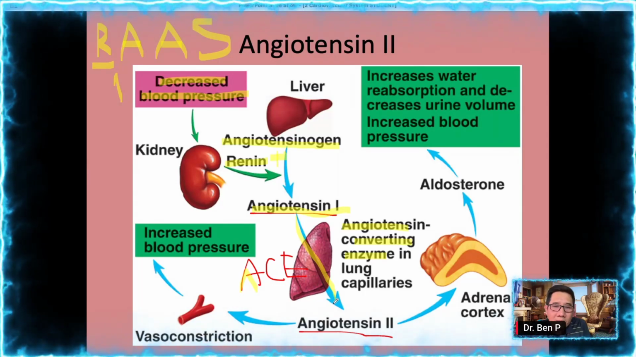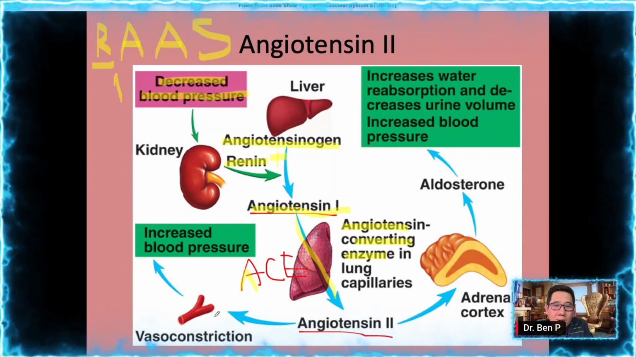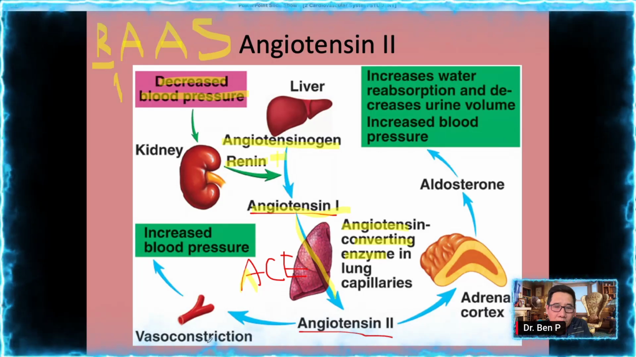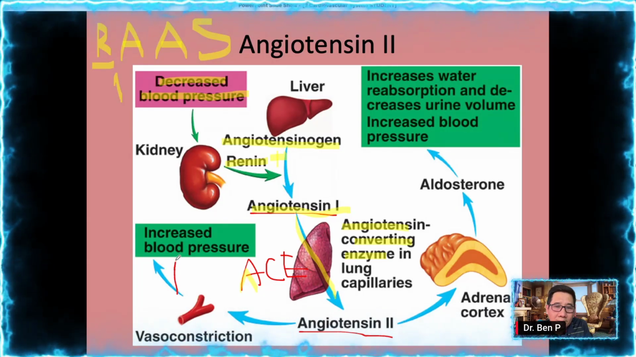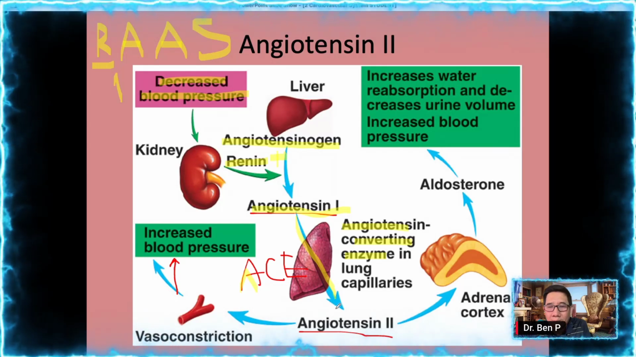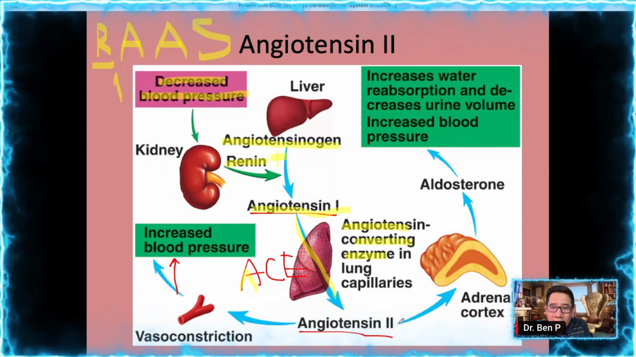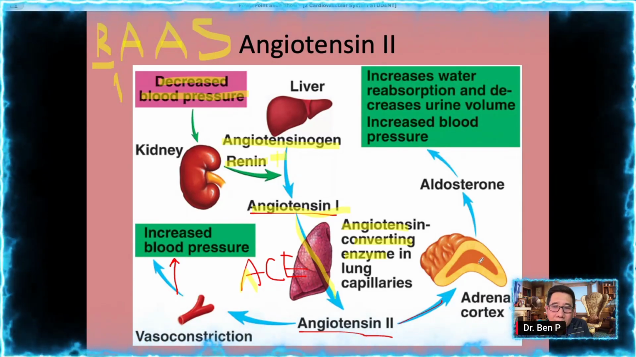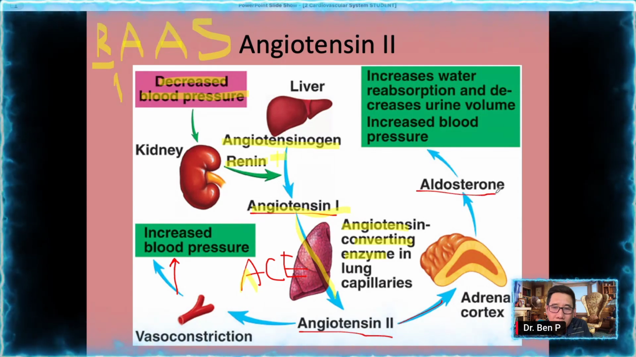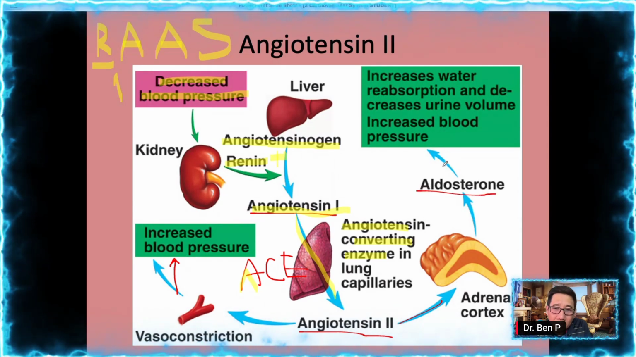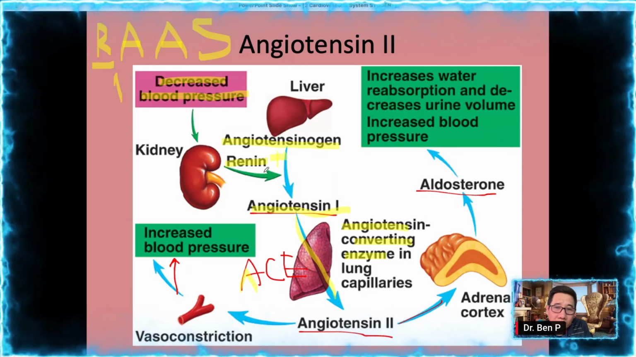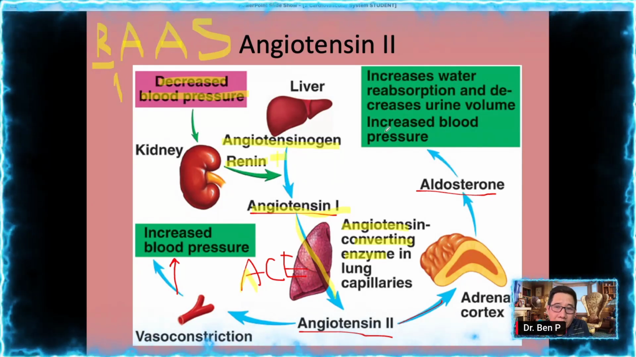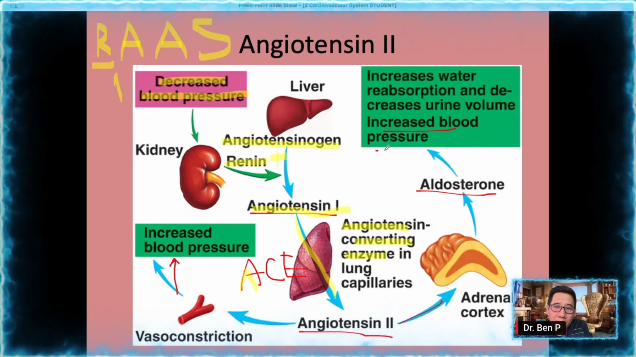Okay, angiotensin 2 does a couple of things. One, it causes vasoconstriction, so it causes your blood vessels to constrict. Therefore, it increases the blood pressure. Second thing it does, it tells the adrenal cortex to release aldosterone. Aldosterone also tells your kidney to reabsorb water and sodium. Therefore, it increases the blood pressure as well.